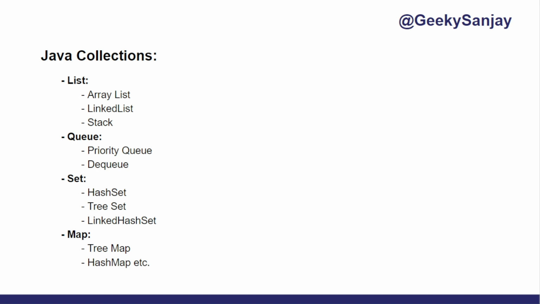Whenever we talk about the List, it is implemented by ArrayList, LinkedList, and Stack. Whenever we talk about the Queue interface, it is implemented by PriorityQueue and Deque. And whenever we discuss the Set, it is implemented by HashSet, TreeSet, and LinkedHashSet. And Map is implemented by TreeMap and HashMap. So we have covered all these. Whenever you see the diagrams, it is very easy to check.